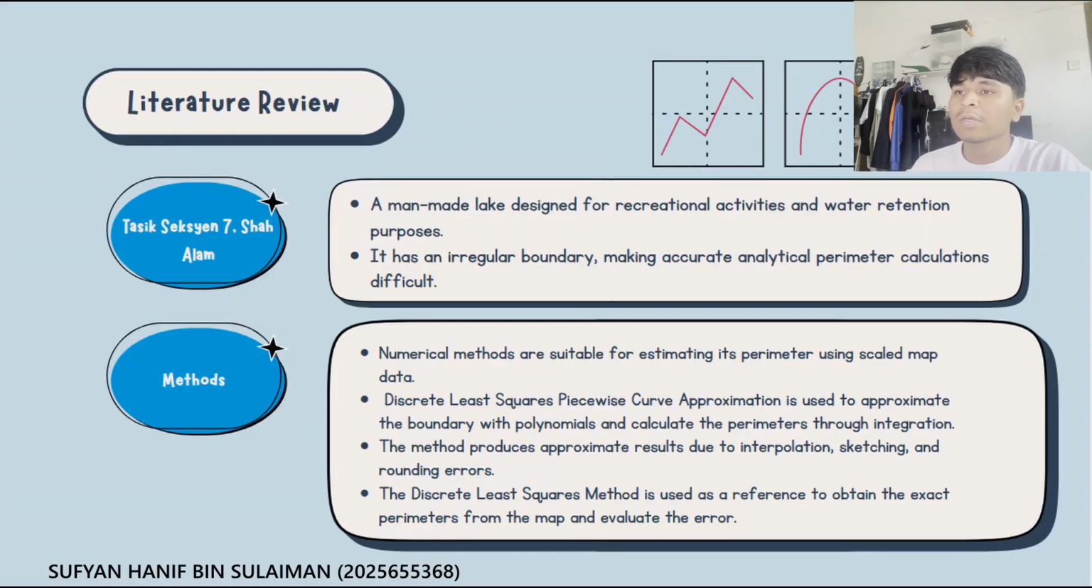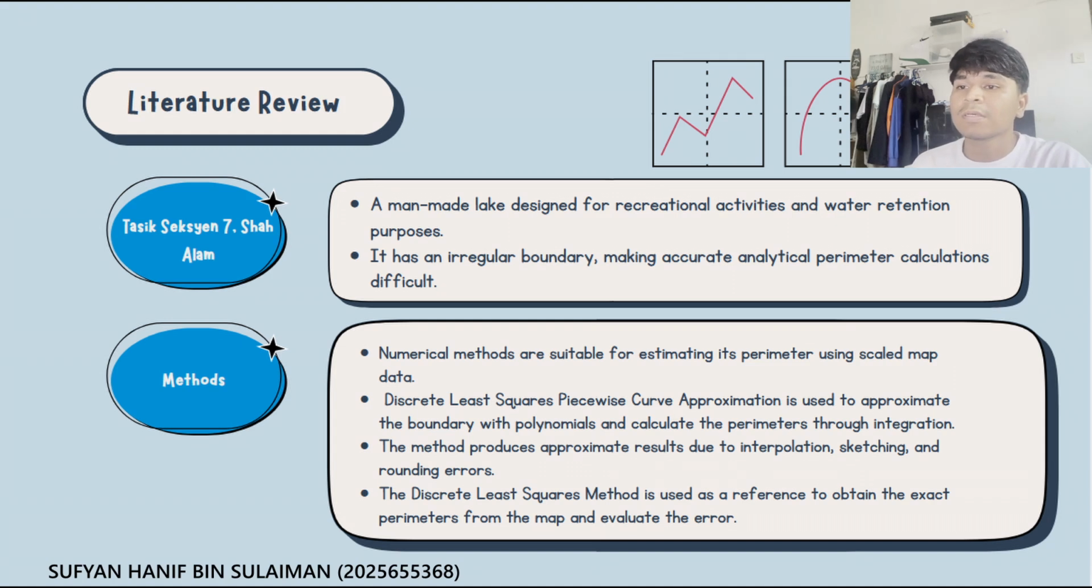Now let's look at the literature review. Tasik Seksyen 7 Shah Alam is a man-made lake designed for recreational activities and water retention purposes. It has an irregular boundary, making accurate analytical parameter calculation difficult. So these are the methods. Numerical methods are suitable for estimating its perimeter using scale map data.